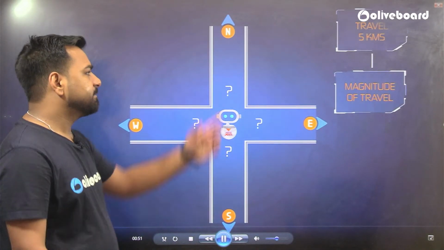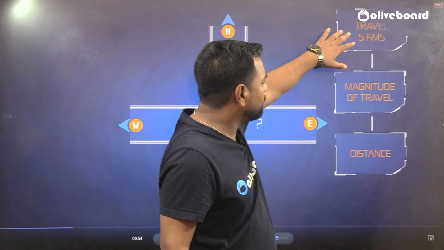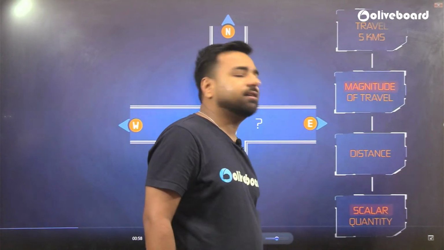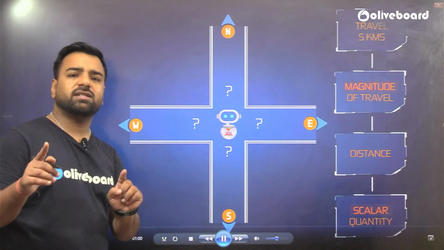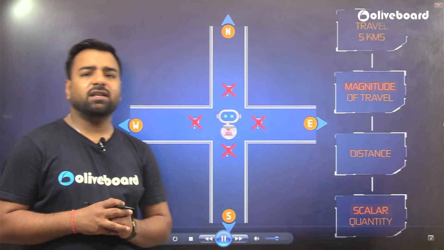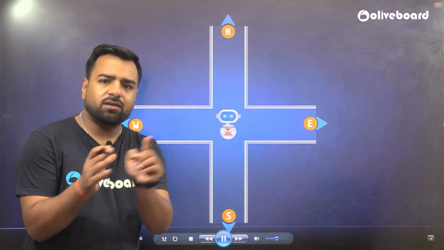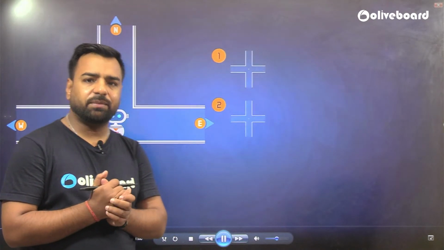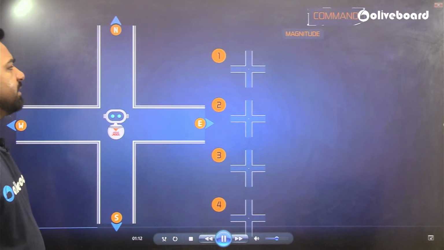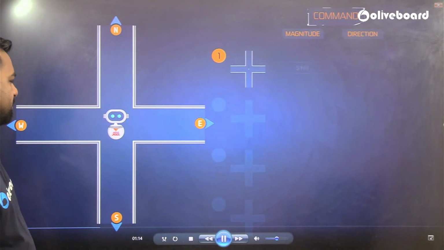So yes, when we were asking about traveling 5 kilometers, it was including only the magnitude, and here direction is not involved. This is distance, and distance is actually a scalar quantity. But what about a vector quantity? Vector quantities are the ones in which direction is also involved. So here we'll take the example of displacement. For a better example, let us say this is the example here. So one by one, let it come.